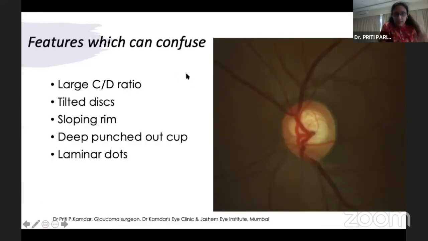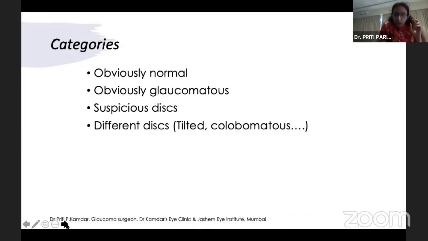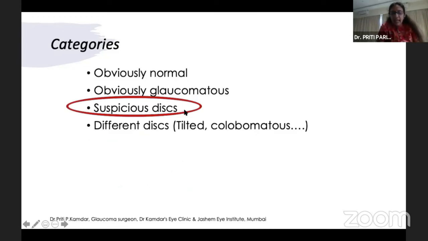Features in my experience which people confuse as to whether this disc is glaucomatous or not are a large cup disc ratio, tilted discs, sloping rim, deep punched out cups, laminar dots. People start thinking, oh, is this glaucomatous? Now, a parting tip is, you mentally categorize discs into obviously normal, obviously glaucomatous, suspicious discs and different discs, and in suspicious discs fields and OCT might help you decide.